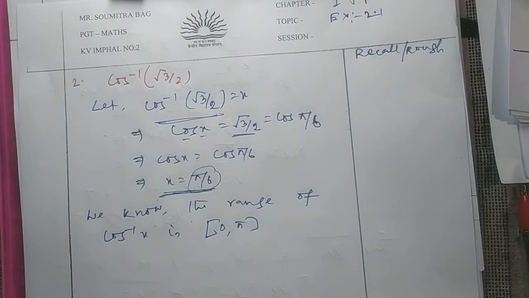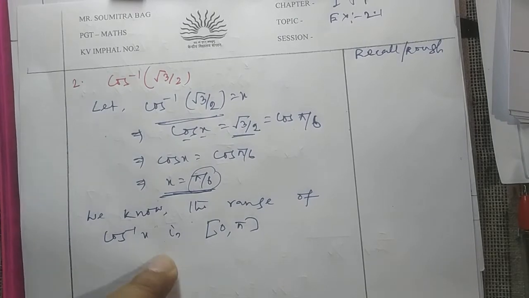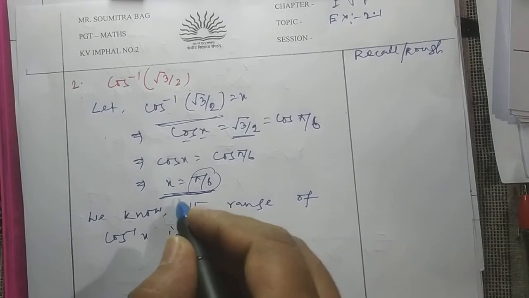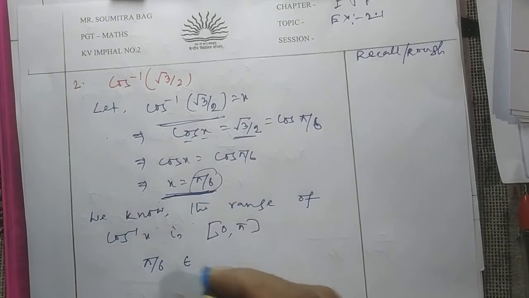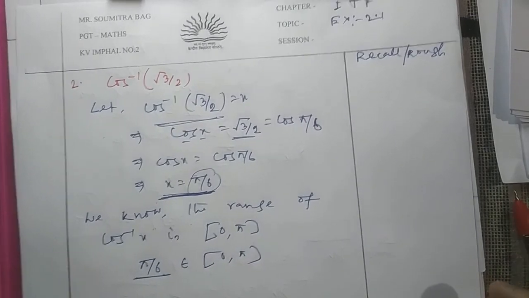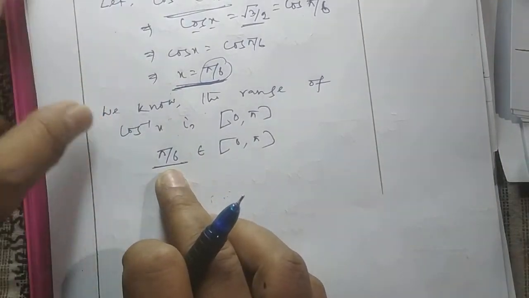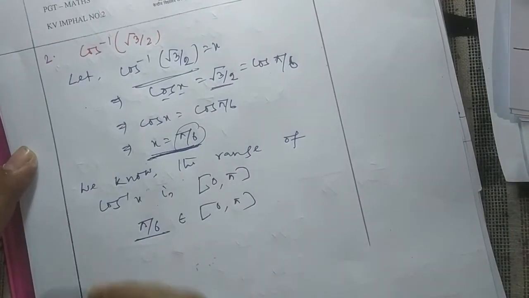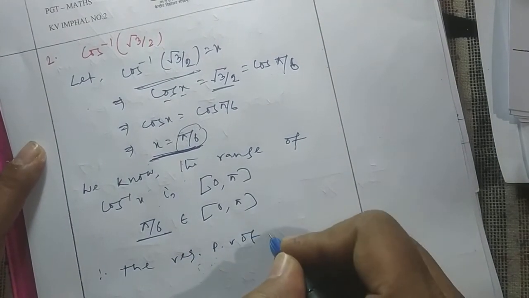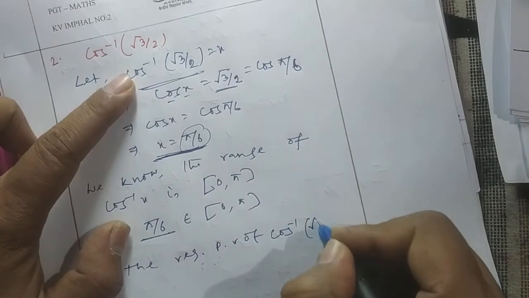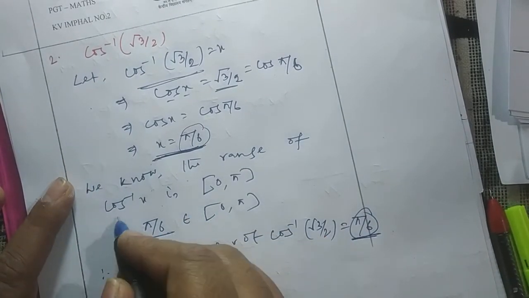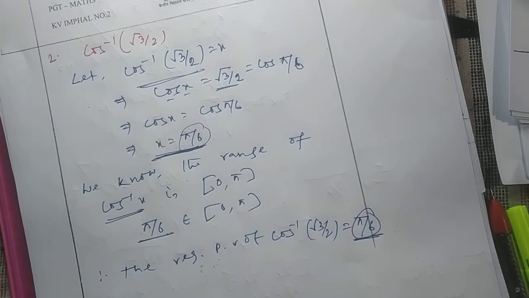Now look at the table of domain and range to recall the range of cos inverse x. It was [0, pi] closed. Now it is clearly seen this pi by 6 belongs to this interval. That means it is the required answer, the required PV of the given ITF. So write down: the required PV of cos inverse root 3 by 2 is pi by 6 because it is lying in the range of cos inverse x. Understood? It is the required answer here.